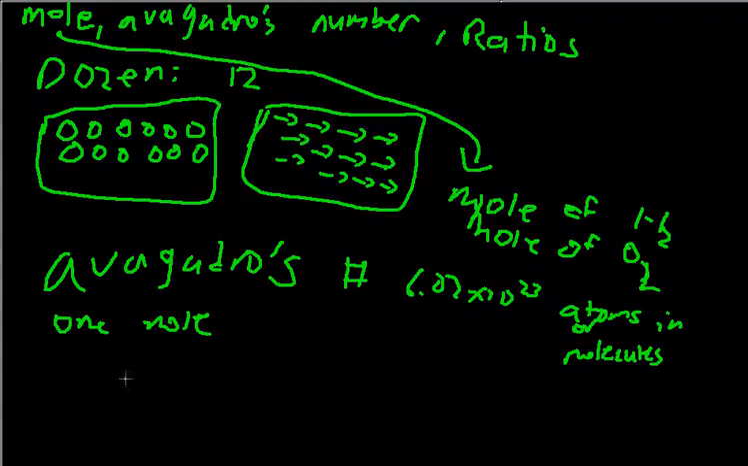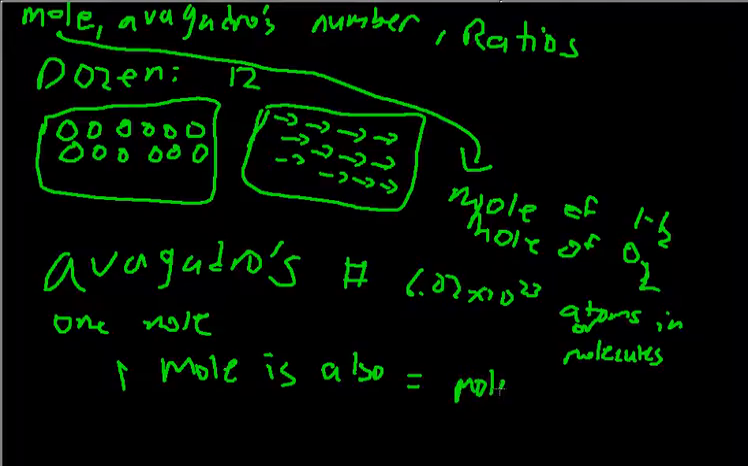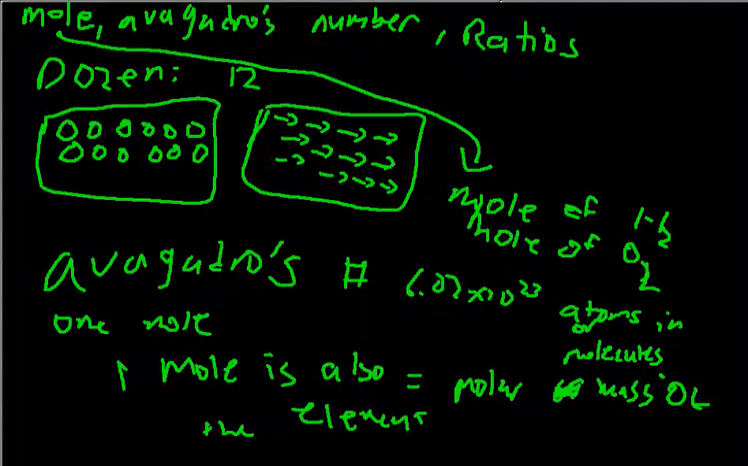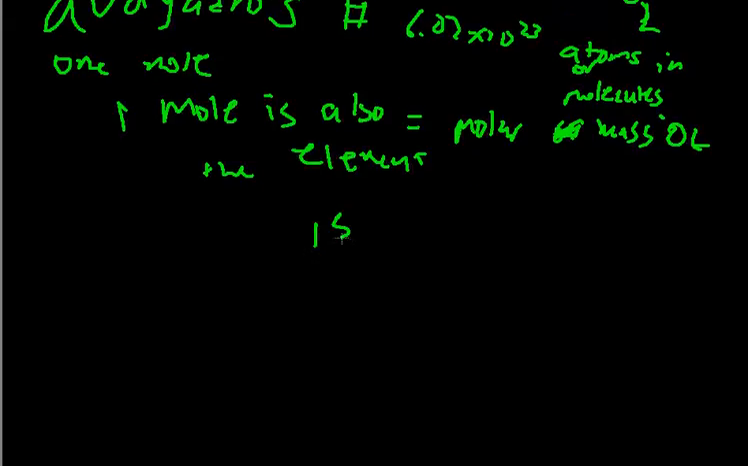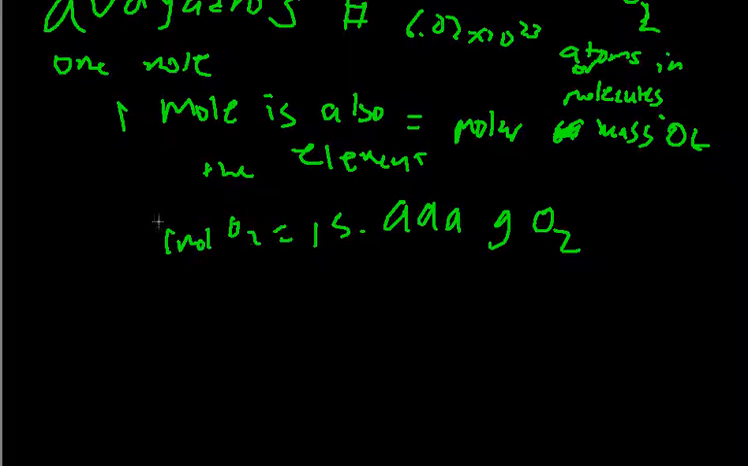Something else that's interesting is 1 mole is also equal to the molar mass of the element. So if I have 1 mole of, for example, oxygen, that means I have 15.999 grams of oxygen. If I have 1 mole of oxygen, 15.999 grams of oxygen.